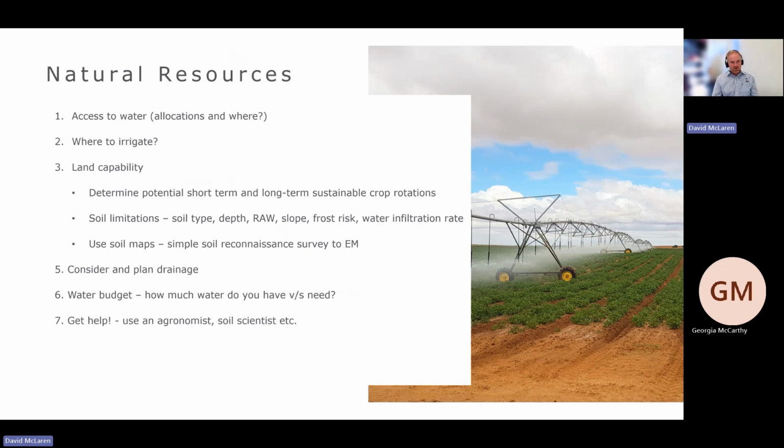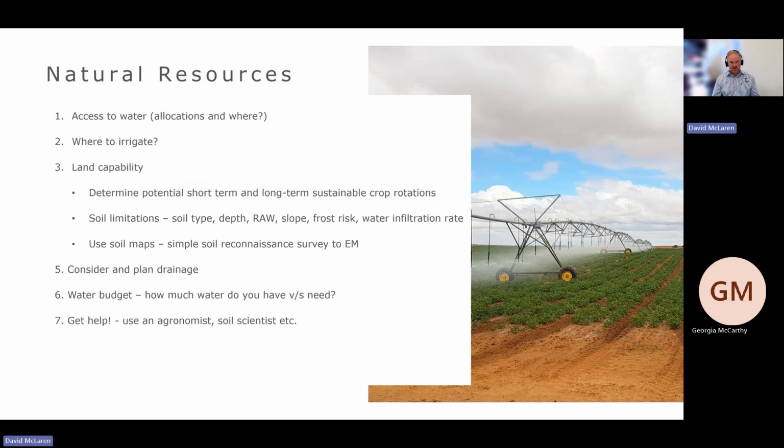Where are the best soils on the property? Determine the potential short-term and long-term sustainable crop rotations. Look at your soil limitations. What soils do you have? Soil type, soil depth. What is the readily available water capacity for that soil type?